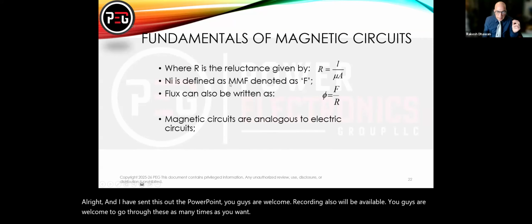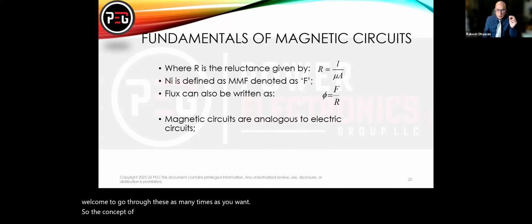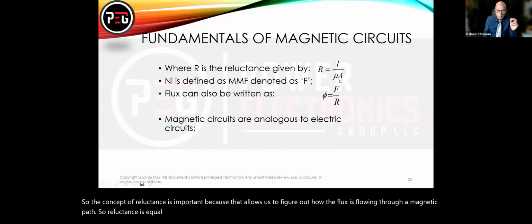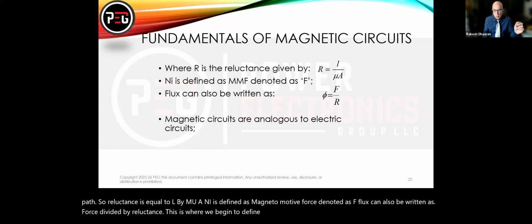So the concept of reluctance is important because that allows us to figure out how the flux is flowing through a magnetic path. Reluctance is equal to L by mu A. Ni is defined as the magnetomotive force, denoted as F. Flux can also be written as force divided by reluctance. This is where we begin to define how the flux flows through the magnetic paths.